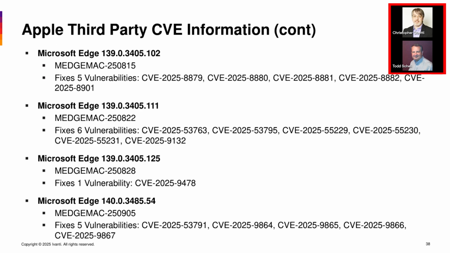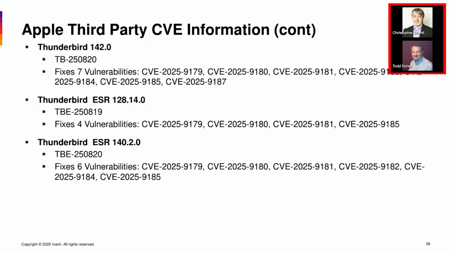We did see updates for Edge throughout the month. Again, these are typically weekly as well, in keeping with the Chrome updates, because it is based on the Chromium engine. So you'll see a lot of similar vulnerabilities addressed in these. Again, 4 releases throughout the month corresponding to the 4 different weeks. And finally, we did see some Thunderbird updates for those of you running that email program on your macOS devices, Thunderbird 142 and the ESR versions as well.